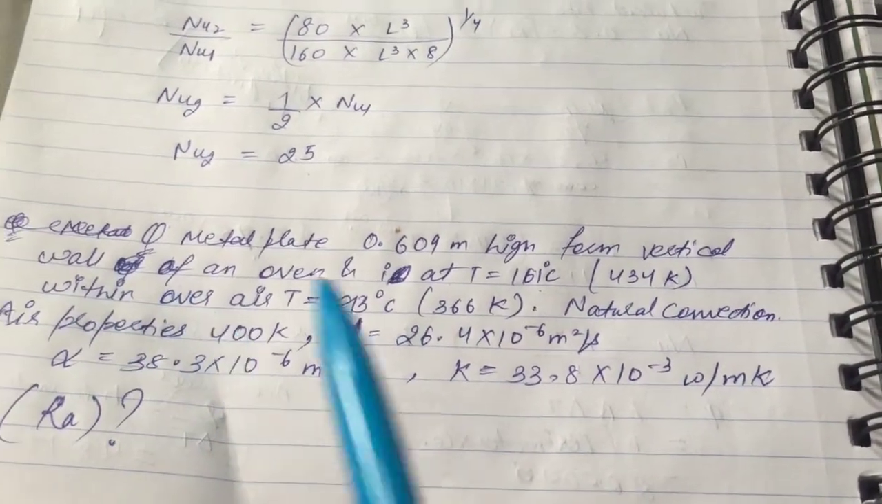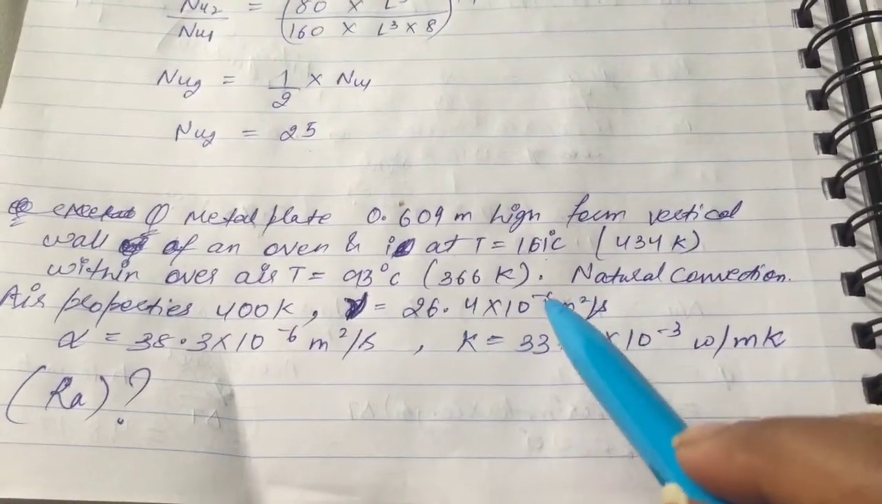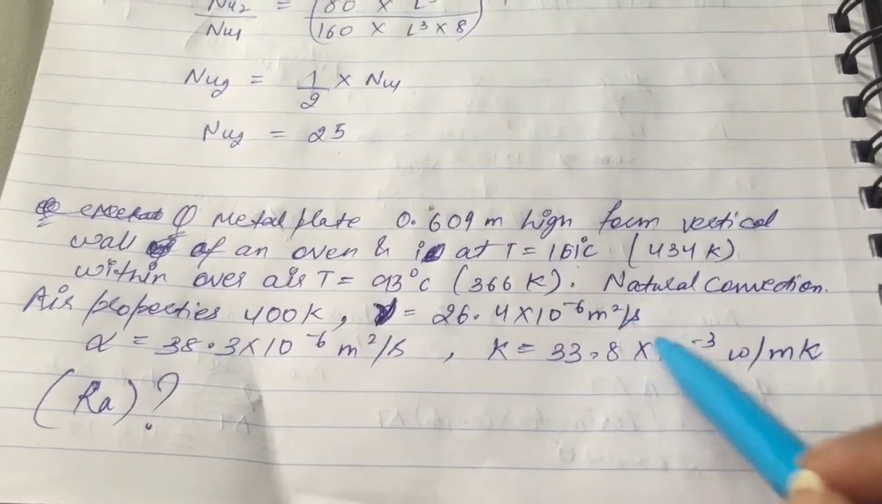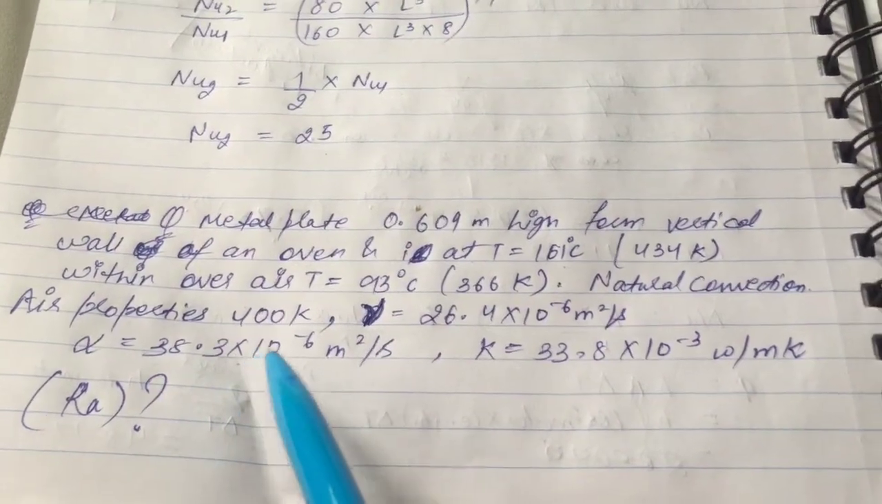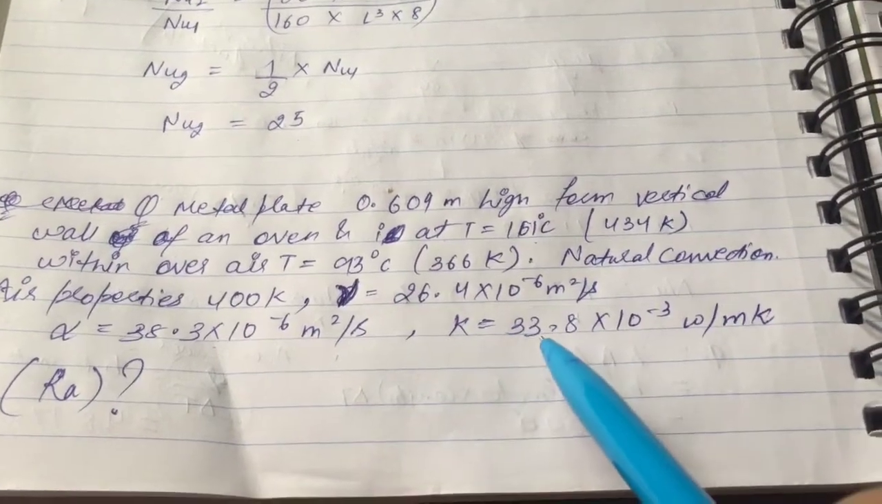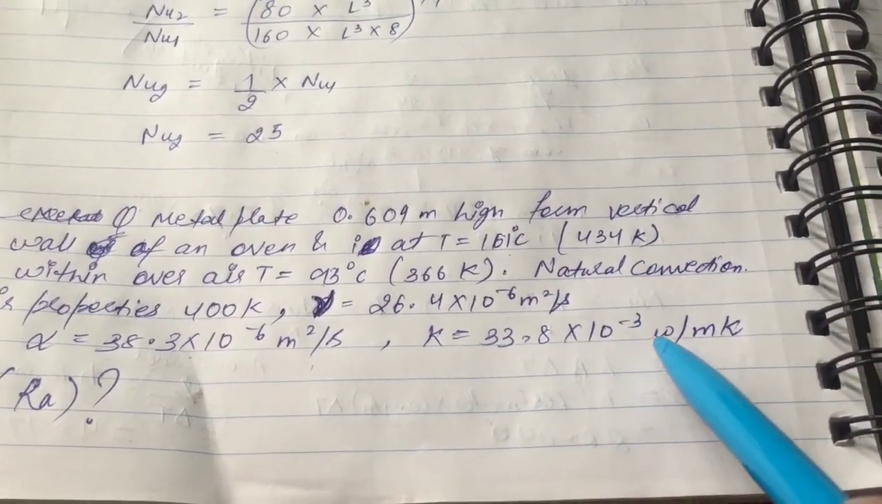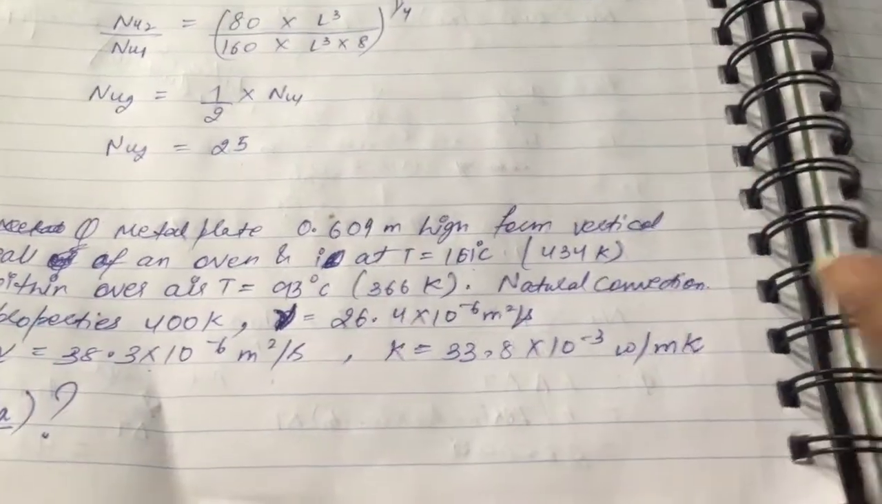Air properties at 400 Kelvin are given as viscosity 26.4 into 10 to the power minus 6 meter square per second. Diffusivity is 38.3 into 10 to the power minus 6 meter square per second. And conductivity is given as 33.8 into 10 to the power minus 3 watt per meter Kelvin. We have to find Rayleigh number.